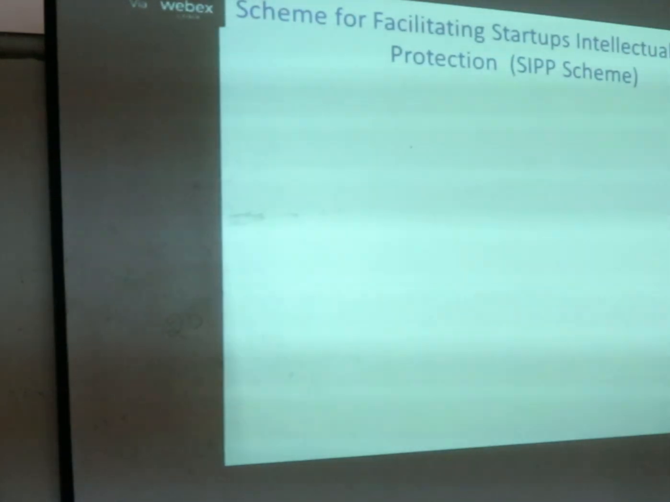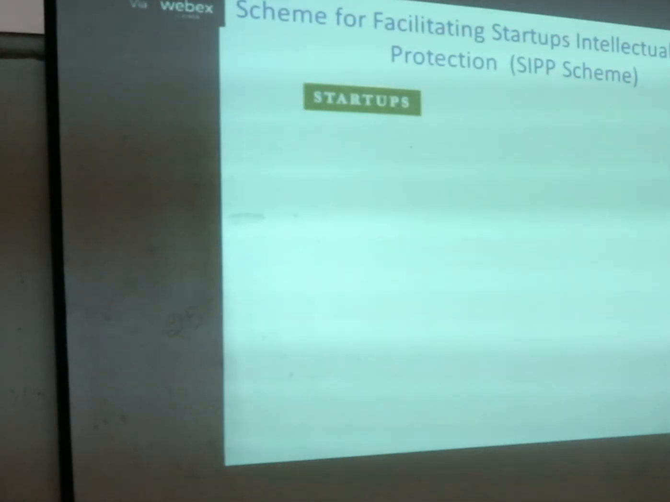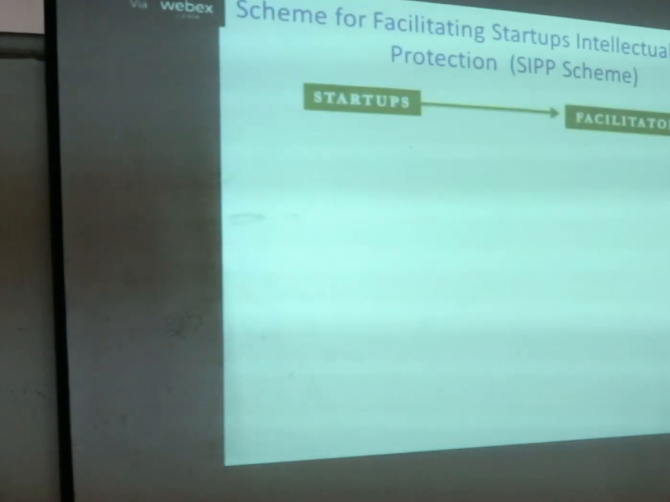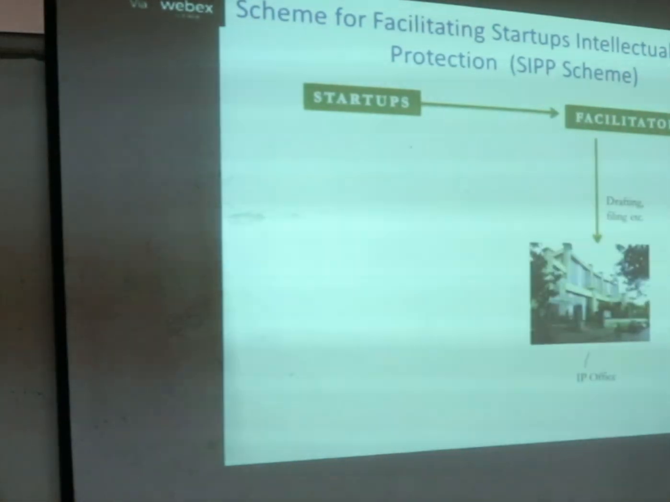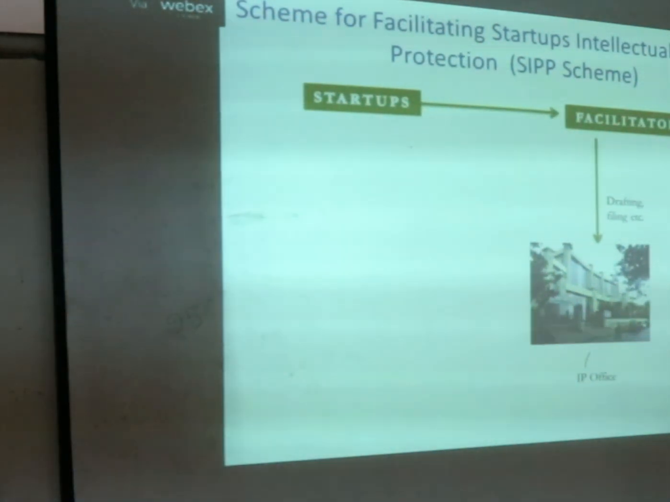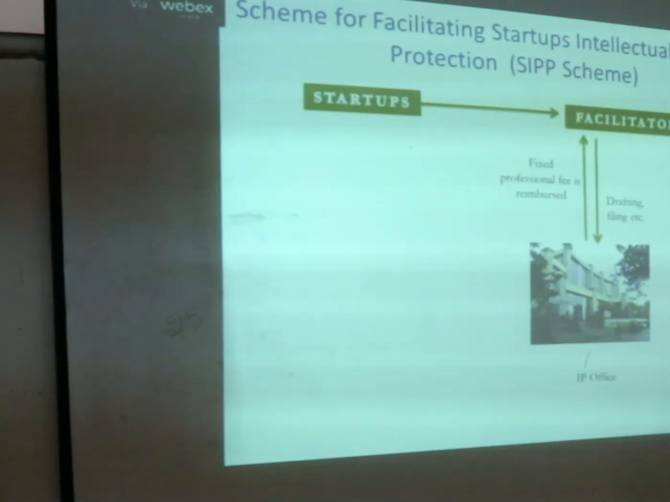There is also one scheme for facilitating startups, the startup scheme. Keep it in mind. I will highlight this after the deadline session. This scheme was earlier for startups. They can select a facilitator. What are the facilitators? They are independent facilitators appointed by the patent office. They will do all the drafting, filing, etc. on your behalf with the IP office, and the IP office pays them the professional fees. You will not pay for that.